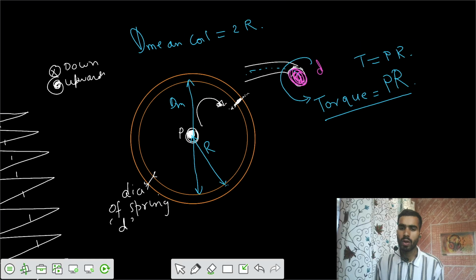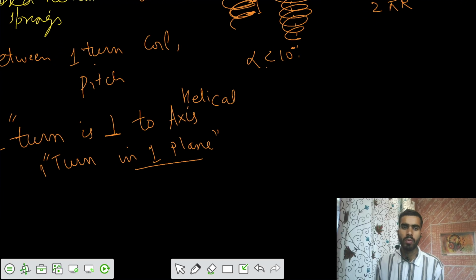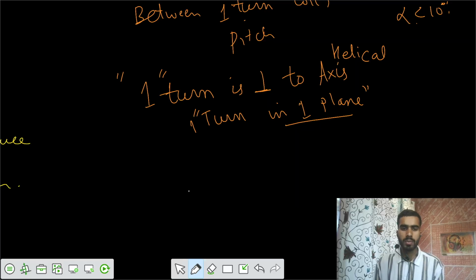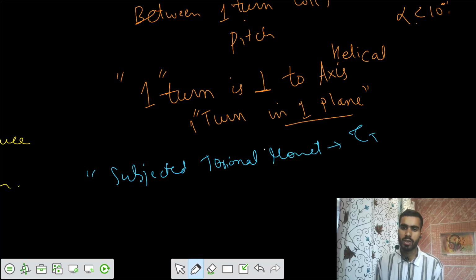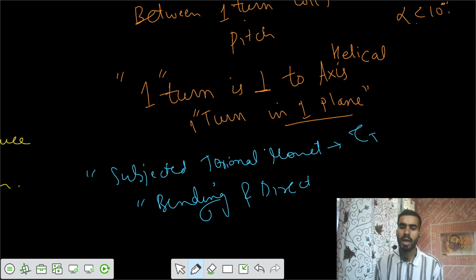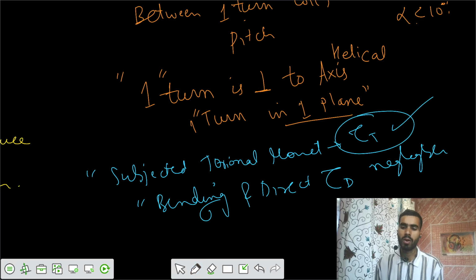So when you talk about a closed coil, we say it's subjected to torsional moment. Because of that torsional moment, we have torsional shear stresses, and we say that bending stresses, sigma, and direct shear stresses are negligible. So this one is the dominant value, tau t.